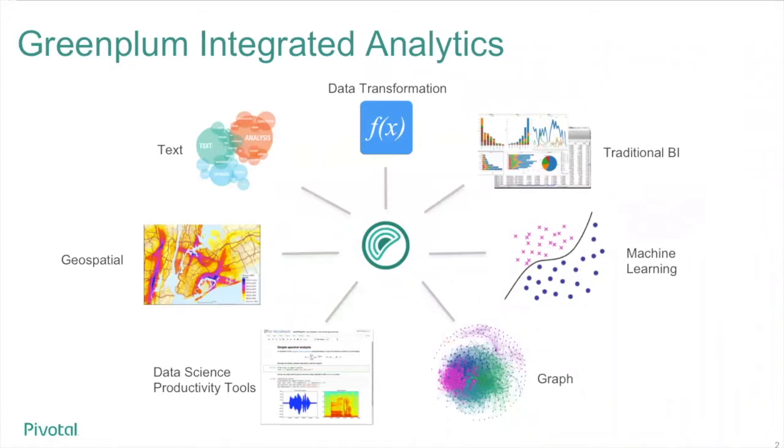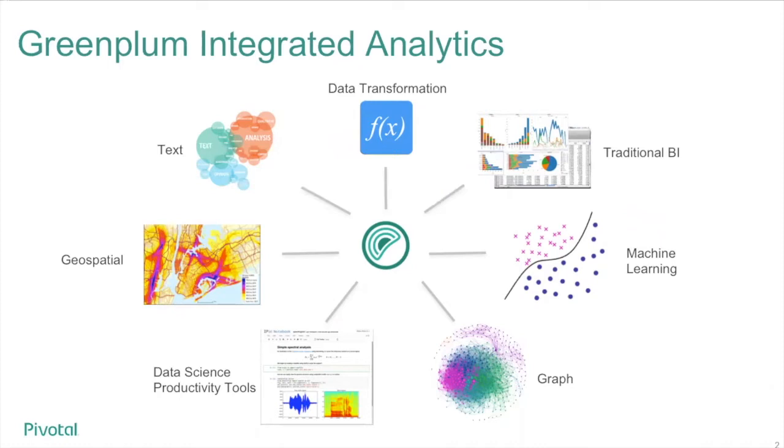Advanced analytics in its various forms is rapidly growing in importance in enterprise computing. And since key enterprise data typically resides in relational and document form, it is suboptimal to copy data between different systems in order to perform analytical operations. Greenplum is able to run both traditional and advanced analytic workloads in database, things like machine learning, graph, a variety of data science productivity tools, geospatial, text, and data transformations.